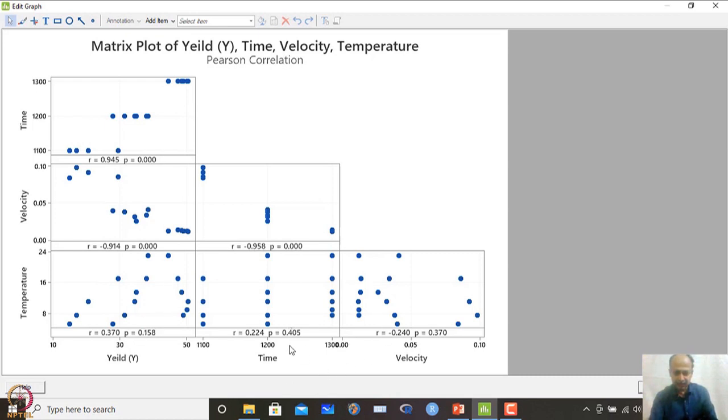So this is the relationship. Time is not having a correlation with temperature over here, and velocity is having no correlation with temperature, but velocity is having a correlation with time. That is reflected over here, temperature and time. So this is highly correlated, 0.958, minus 0.958.